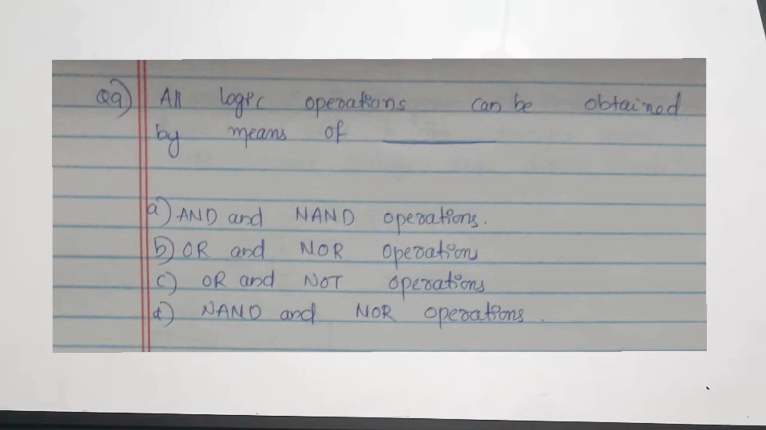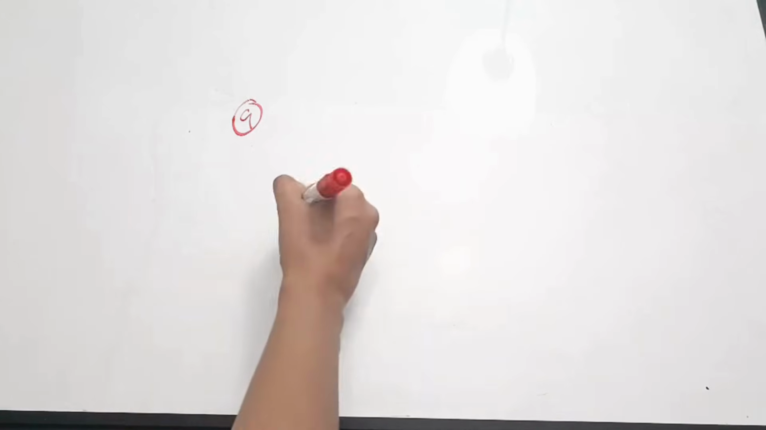B, OR and NOR gate. Again, we cannot realize all the logical operations using only NOR gates or the combination of OR and NOR gates. C, OR and NOT gates. No, not again. D, NAND and NOR gates. Yes, it is possible to realize all logical operations using NAND and NOR gates.